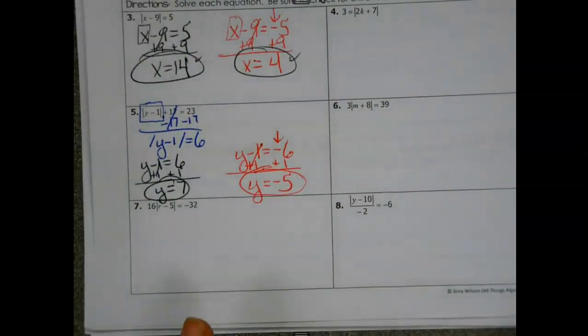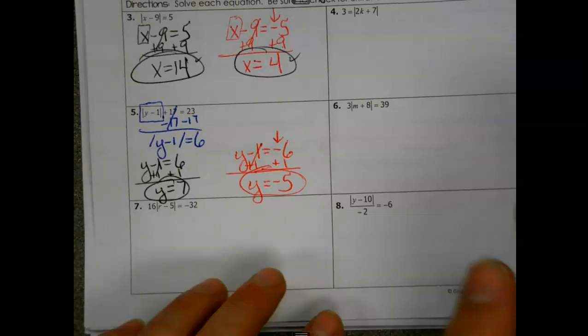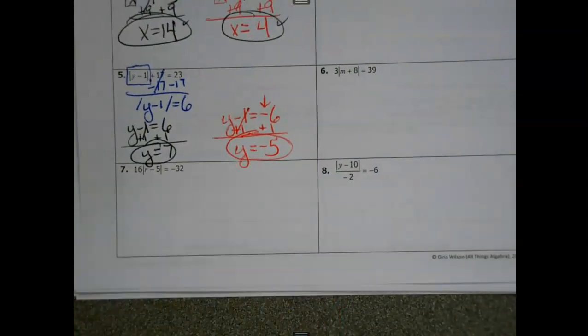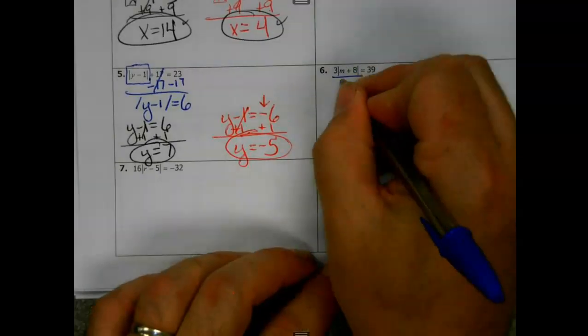Okay. Which ones do we want to play with? Actually, I want to play with both of these. Okay. First question on number 6. What's my first step going to be to get my m plus 8 by itself? Divide by 3.